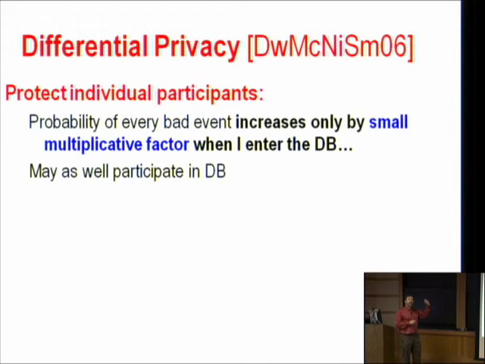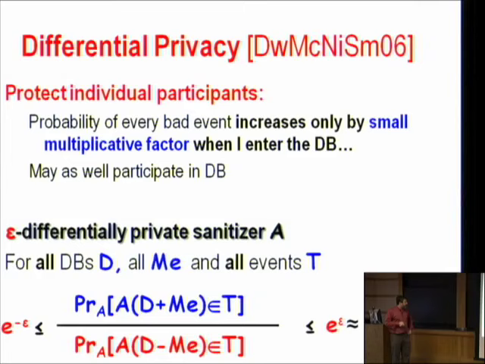So if the bad events, what I consider bad events, are not really affected whether I'm in the database or not, then that's the rationale, I shouldn't care whether my statistic is being used or not. For instance, in the H1N1 survey that we've just seen. So a little bit more formally, what we want is that we say that a sanitizer is epsilon differentially private.